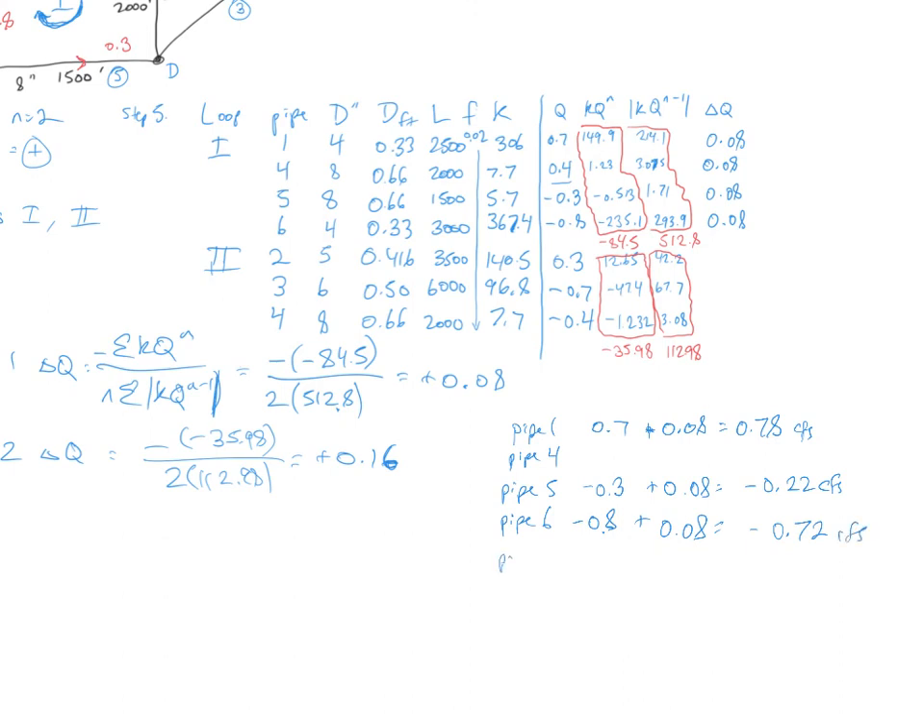Pipe 2, we get to loop 2, its correction over here in the table is 0.16, 0.16, and 0.16. Pipe 2 was 0.3, we add 0.16, and we get 0.46. Pipe 3 was negative 0.7, we add 0.16, we get a negative 0.54.